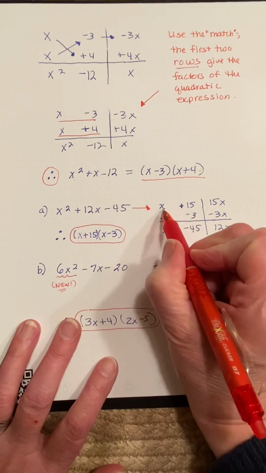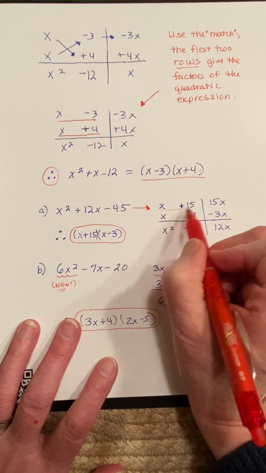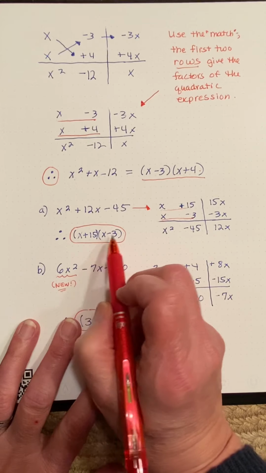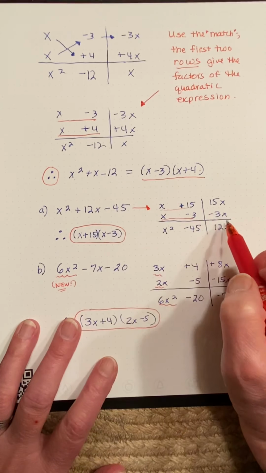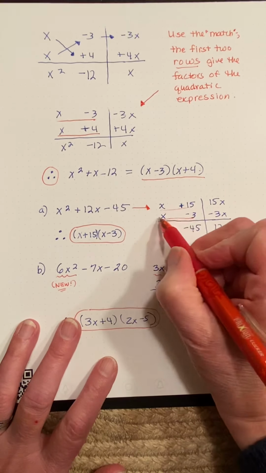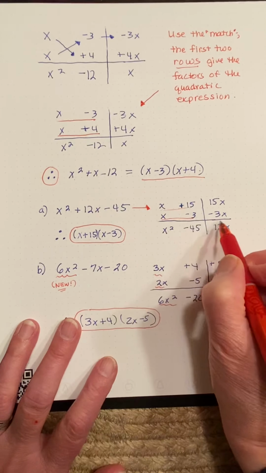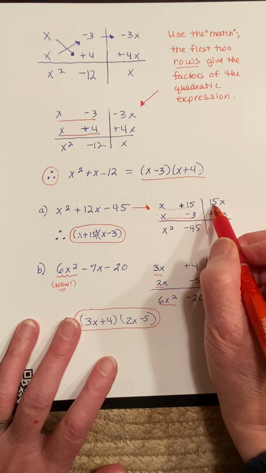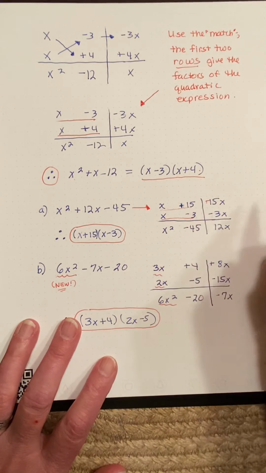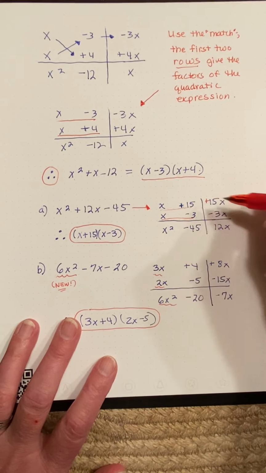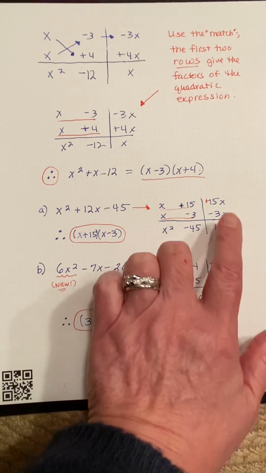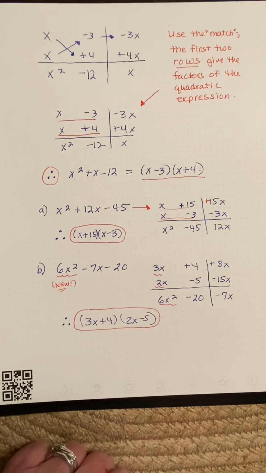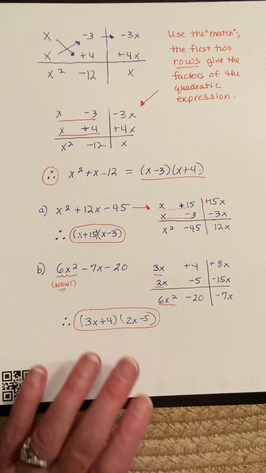Therefore, I'm going to use what goes across here, x plus 15 times x minus 3. Now remember, I got these by going the crosses. x times negative 3 is negative 3x, and x times positive 15 is positive 15x. I did not repeat those things. And then I added them together and got the 12x, which matches that middle thing. And that's how I factorize that.